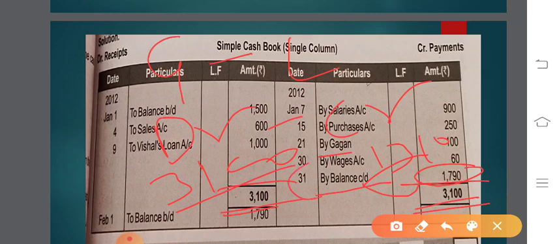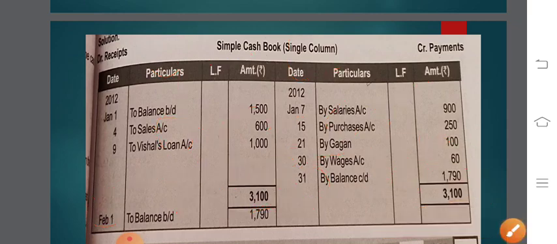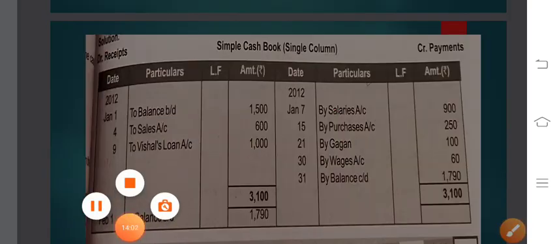Okay, this is 31st January. The 31st January closing balance will become the opening balance of 1st February. So on 1st February, to balance brought down 1790. Got it, students? So here we wind up with this topic.